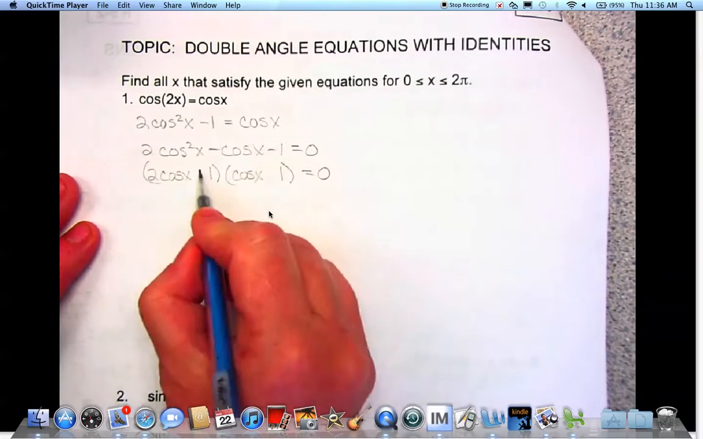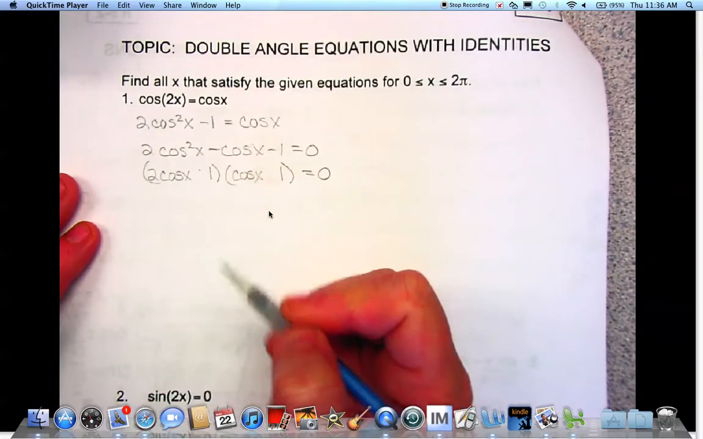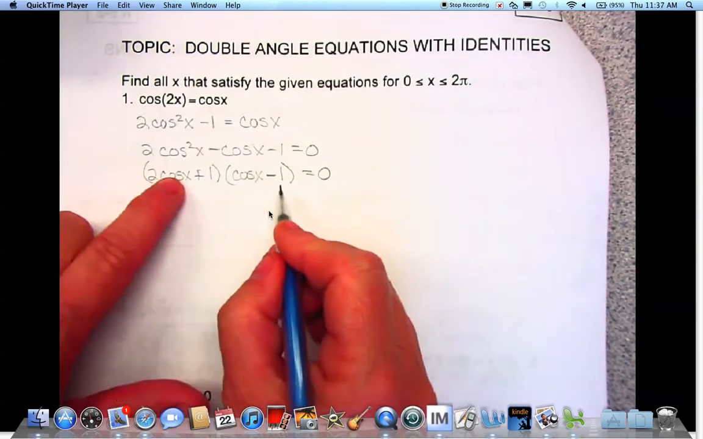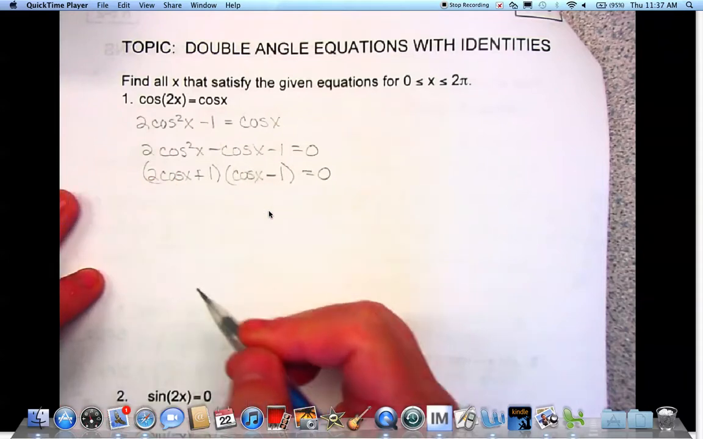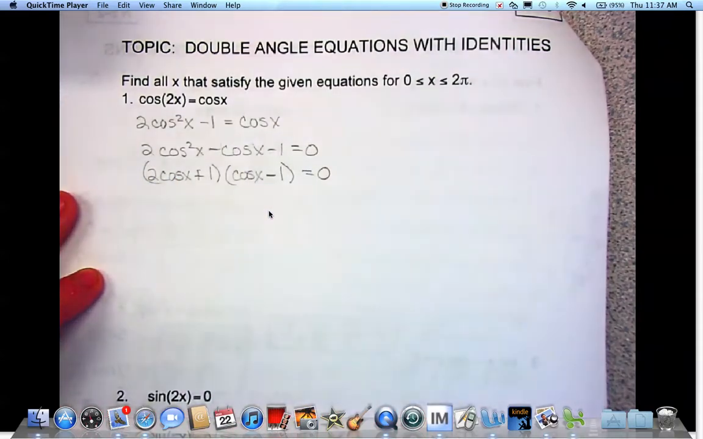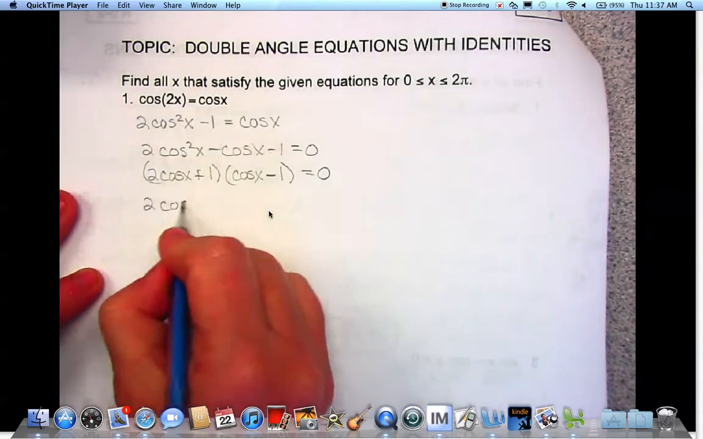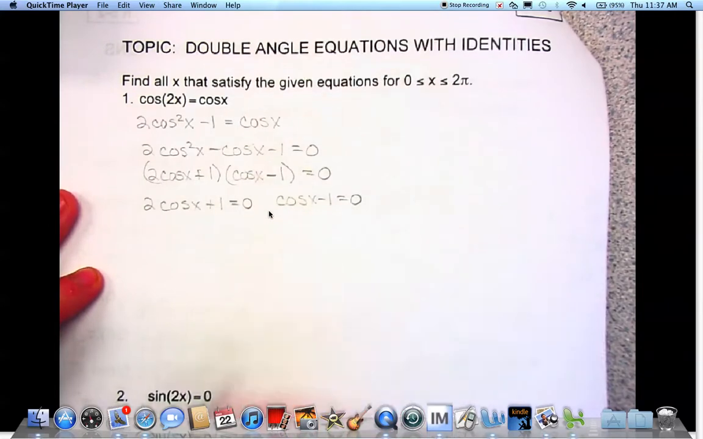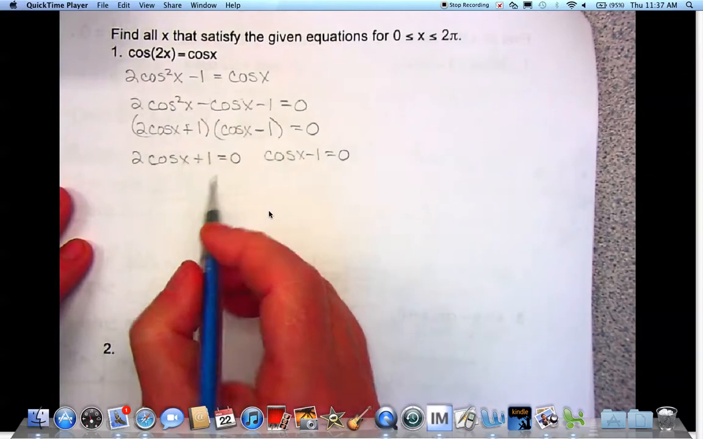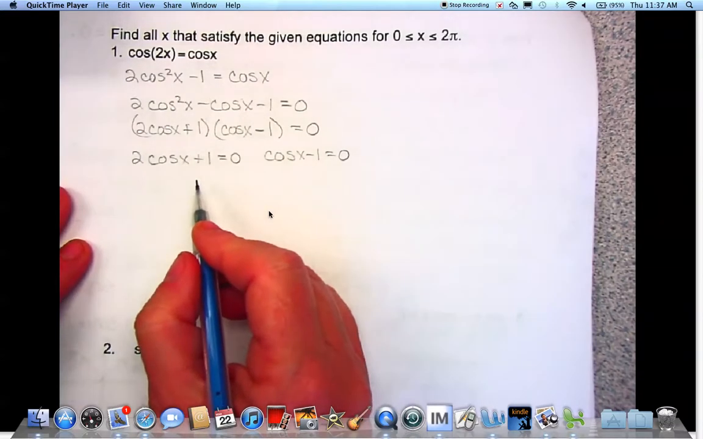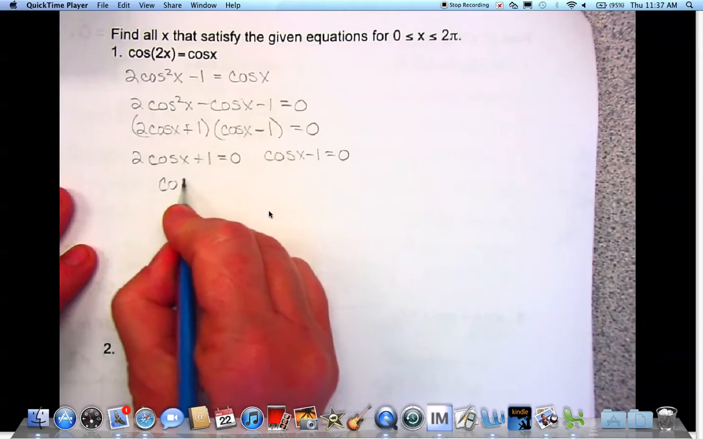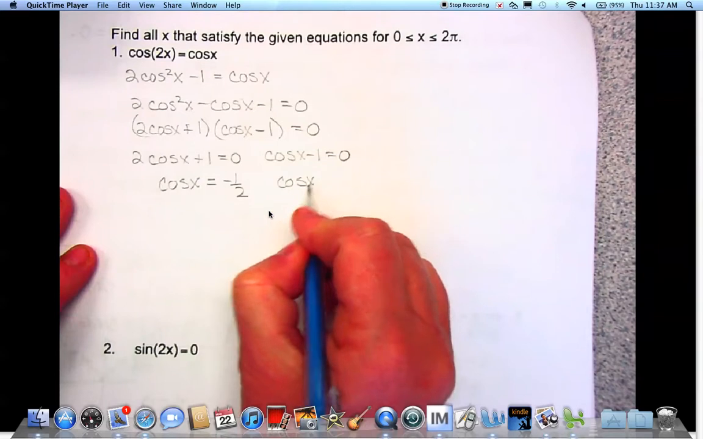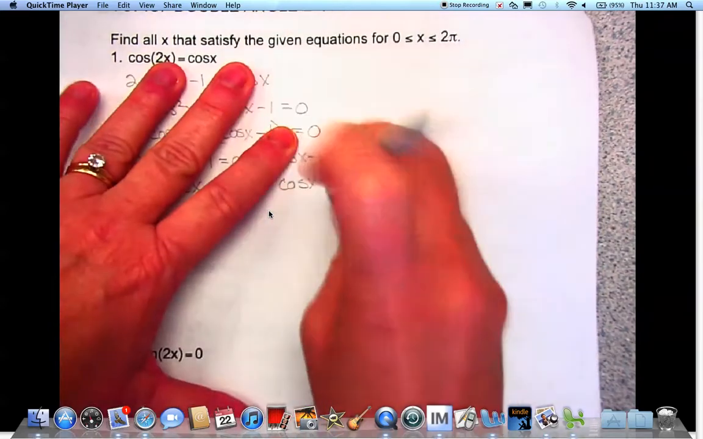2 cosine x, cosine x, 1 and 1. Which one's plus, which one's minus? Plus 1, minus 1. So that gives us a 1 cosine x minus a 2 cosine x, which is a negative 1 cosine x. Now what do we do? Set them equal to 0. So we'll set each one of those equal to 0 and then solve. Solve for cosine x. Cosine x equals negative 1/2, and cosine x equals 1.